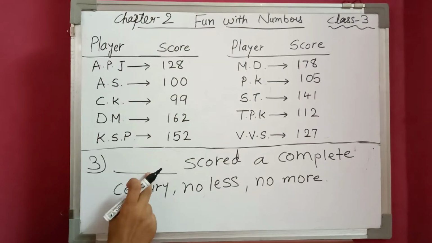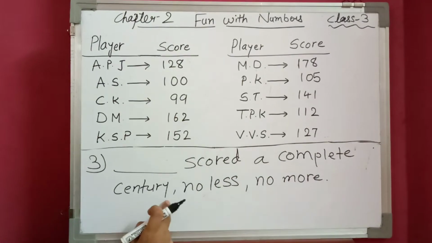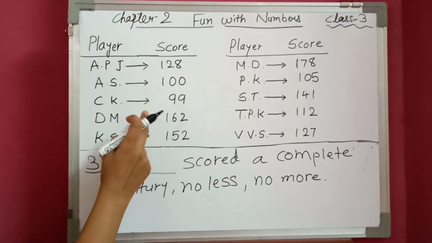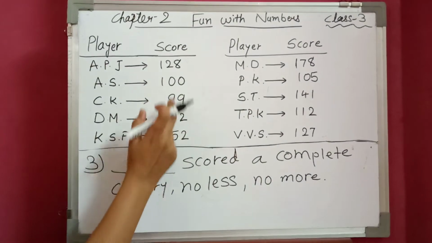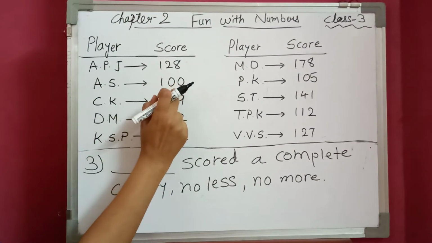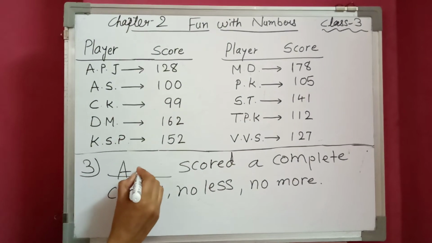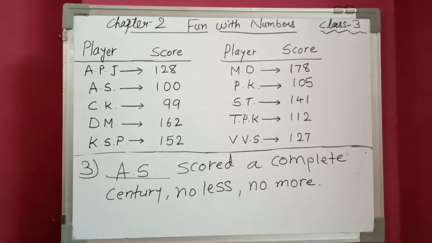Now the third question is dash scored a complete century. No less, no more. Now look at the table. Complete century means 100 runs. So which player has completed 100 runs? That is AS. So here we have to write the name of the player, that is AS.